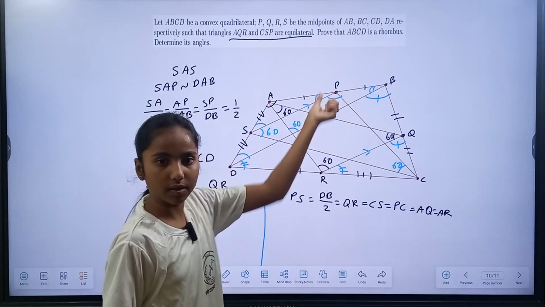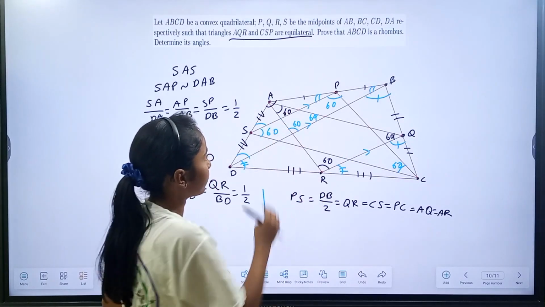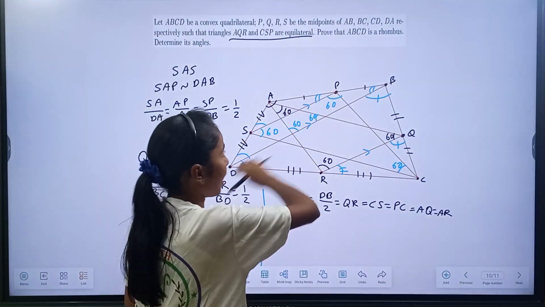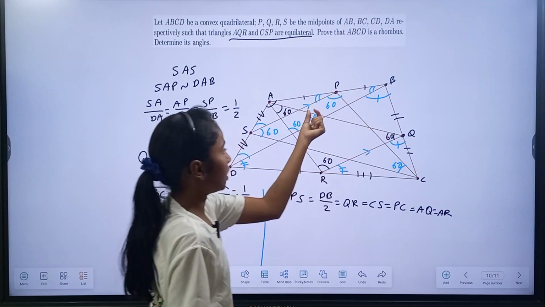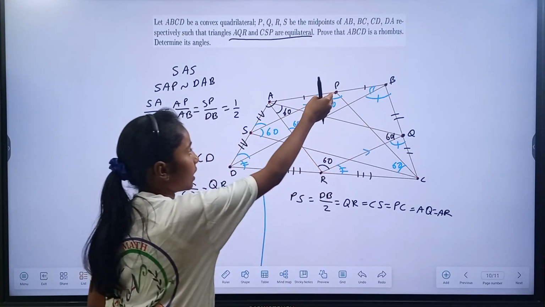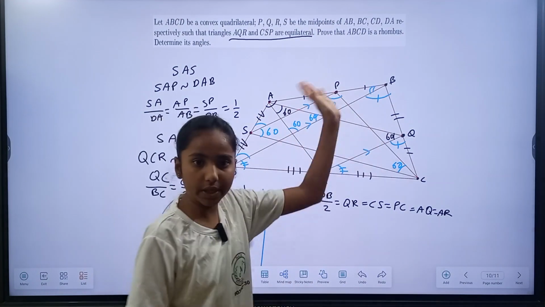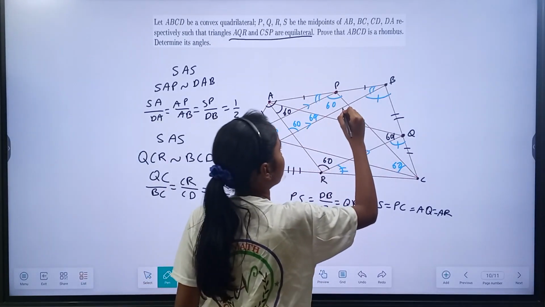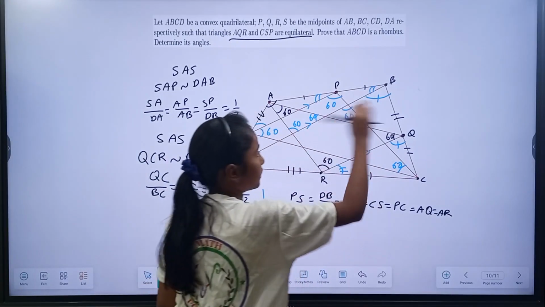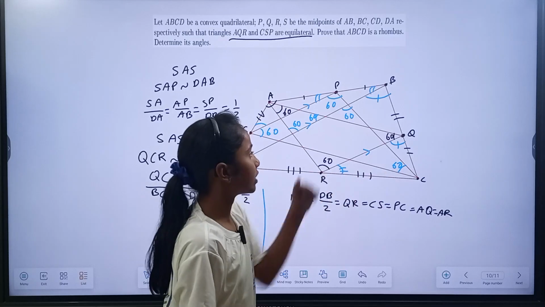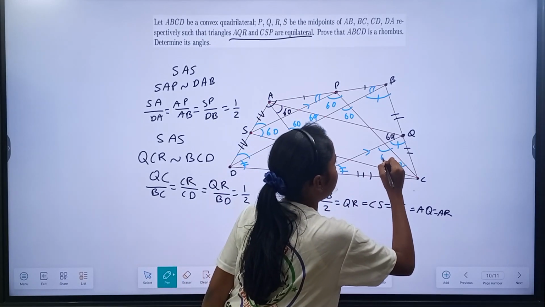Now we'll label by this angle. These both are parallel, right? So we have this angle equal to 60, and by that we labeled it. And if this angle is equal to 60, then if PC is a transverse line, this angle is also equal to 60. And if PC is the transverse line again, this angle is also equal to 60.